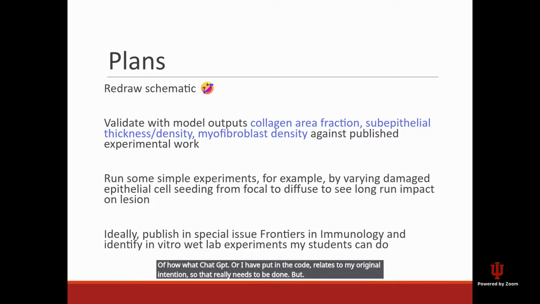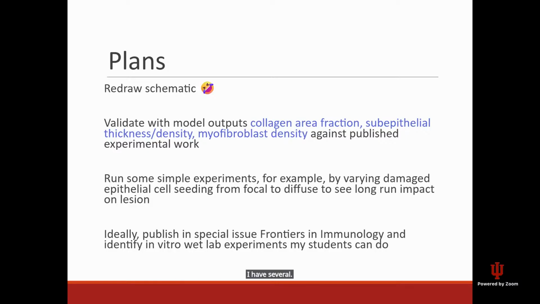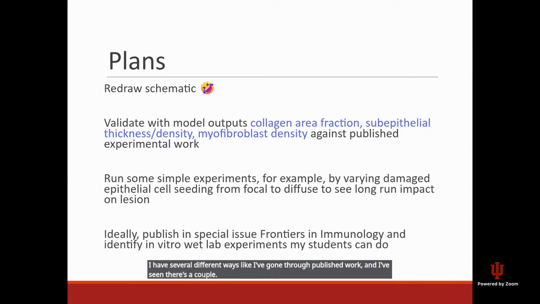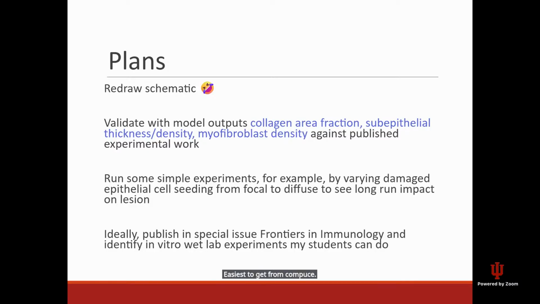But practically speaking, model outputs. I've gone through published work and seen there are a couple of different ways that people quantify airway shrinkage. So I need to figure out which one is easiest to get from CompuCell3D. That's something I'd like to do next.